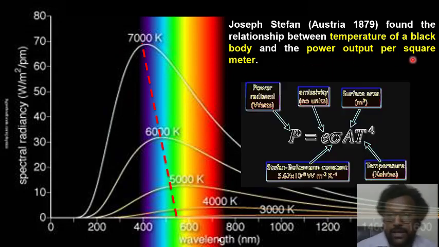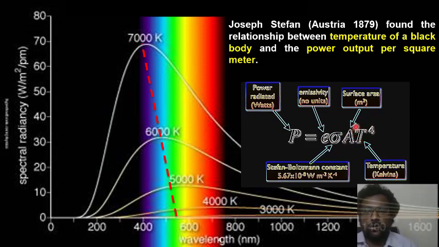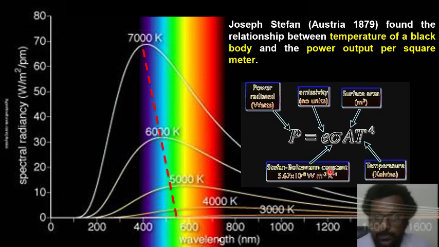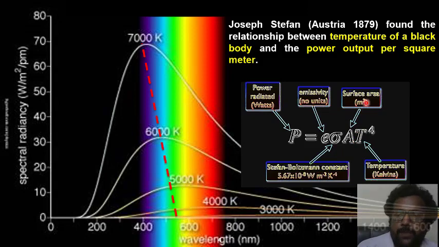meter. He observed that the power radiated by the black body is directly proportional to the surface area of the black body and the fourth power of the black body temperature. So he came up with the relation P = eσAT^4, where P is the power radiated, e is the emissivity, σ is the Stefan-Boltzmann constant, equal to 5.67 × 10^-8 W/m²/K^4, A is the surface area of the black body, and T is the temperature of the black body in Kelvin. Generally, we consider SI units.